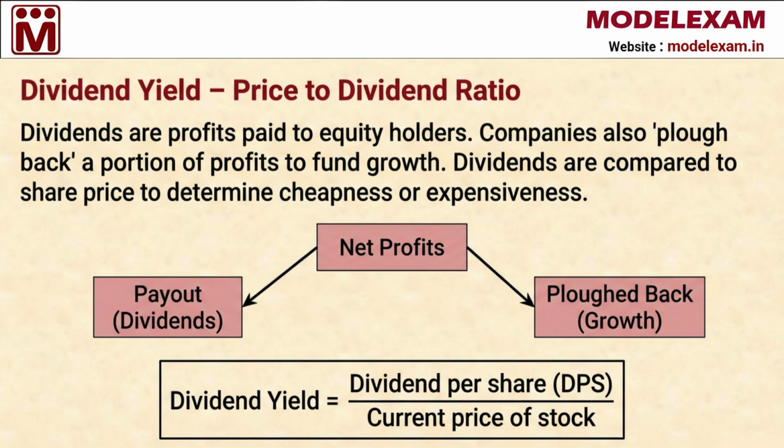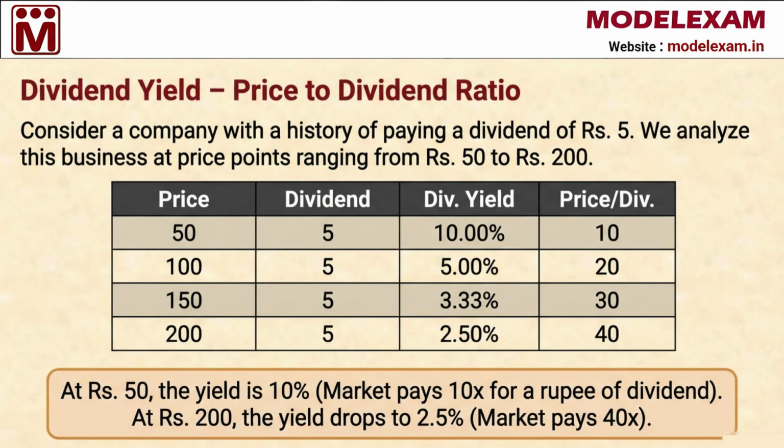When we want to know if a stock is cheap or expensive, we compare the dividends we receive against the share price we pay. The formula for dividend yield equals the dividend per share divided by the current price of the stock. To see how this works in practice, let us look at a numerical example. Consider a company that has a history of paying a dividend of 5 rupees. We can analyze this business at different market prices ranging from 50 rupees to 200 rupees.